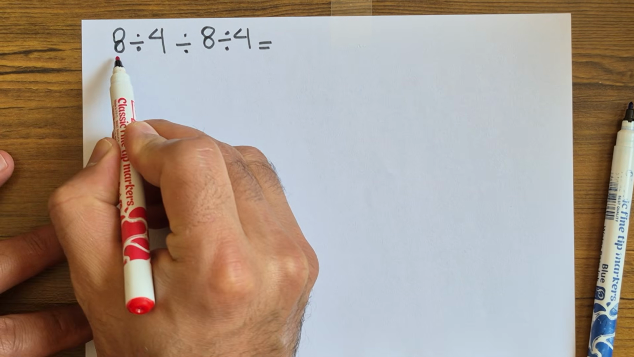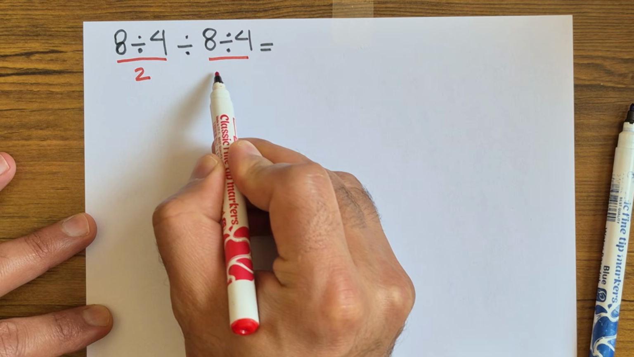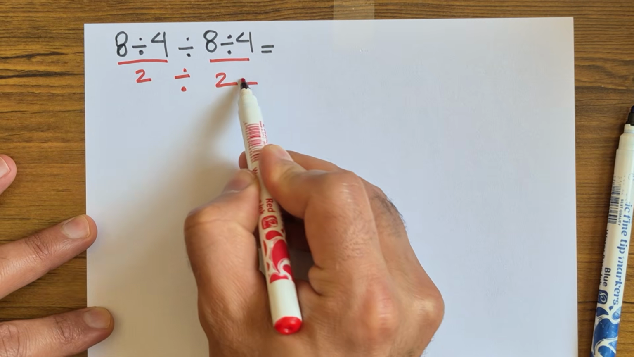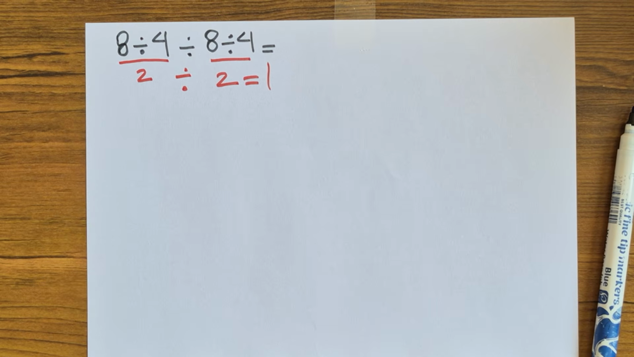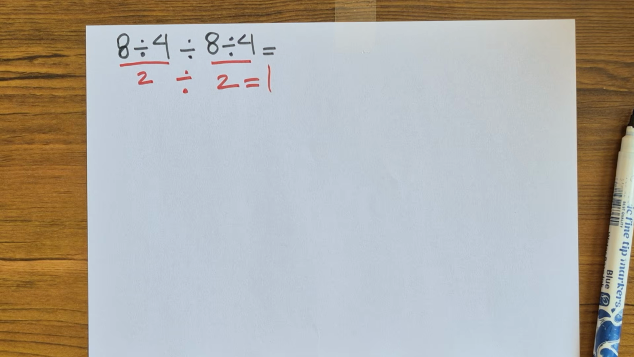8 divided by 4 gives us 2, obviously. And again, 8 divided by 4 gives us 2. And then 2 divided by 2 gives us 1. Do you think that's the correct answer? Unfortunately not. So pause the video and think about it.